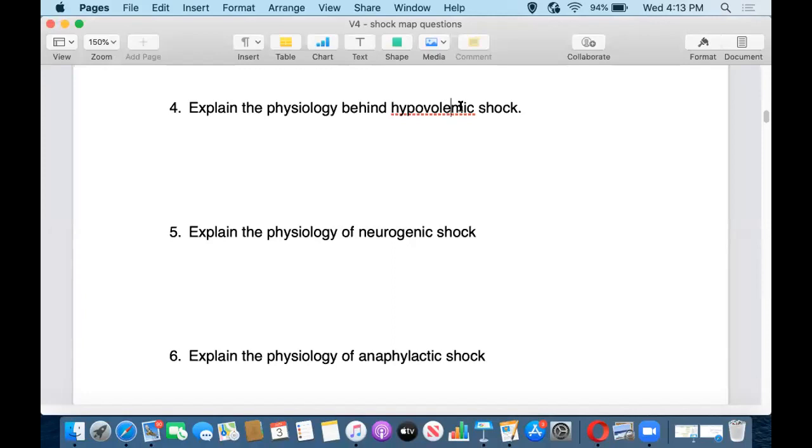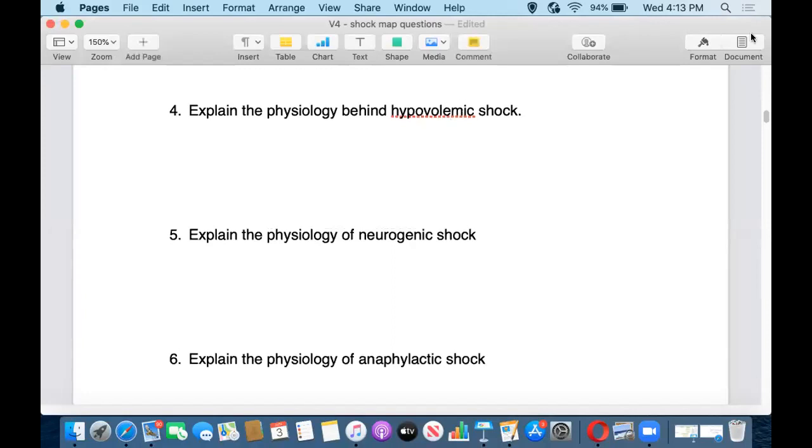And that should be hypovolemic right here like that. Not sure why that's turning up like that. Hypovolemic, okay.